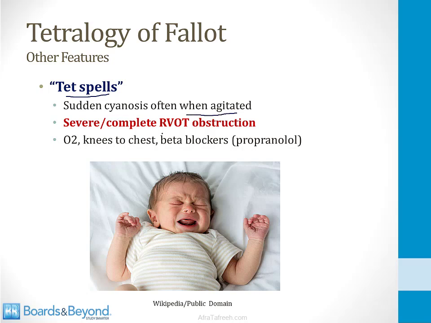This is caused by worsening of the RVOT obstruction. Remember, all the symptoms of this disorder are related to the degree of RVOT obstruction. So when it gets worse, the child will get sicker. This can potentially be a life-threatening complication of this disorder.